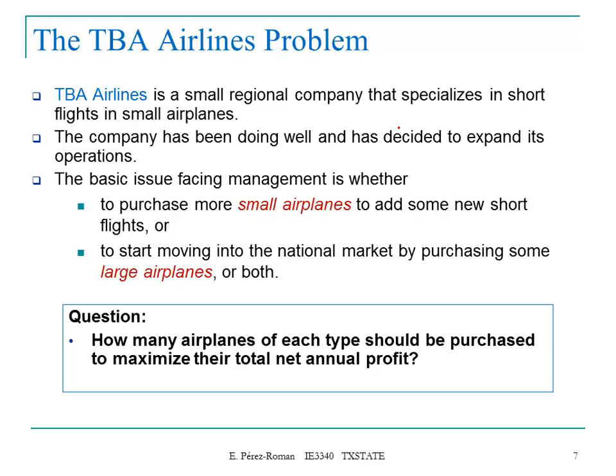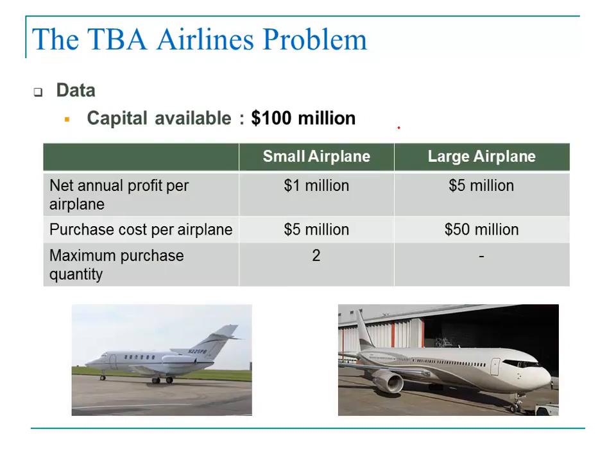Okay, so the problem is you have two types of airplanes and you want to know how many of each type you want to buy. So money that you have available is 100 million, and you have some information in terms of the net annual profit per airplane. So for a small airplane, you make $1 million per year, and for a large airplane, you can make about $5 million.